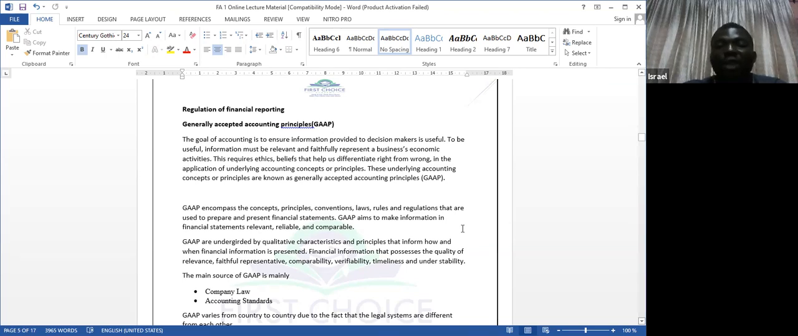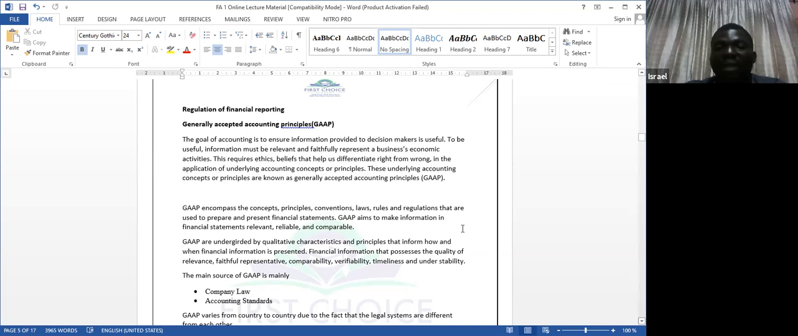This is talking about the total rules, the total regulations, principles, conventions, laws, and concepts that have been generally accepted and are used to prepare and present financial statements. So GAAP is talking about the total rules, principles, conventions, laws, and concepts generally accepted for the preparation and presentation of financial statements.